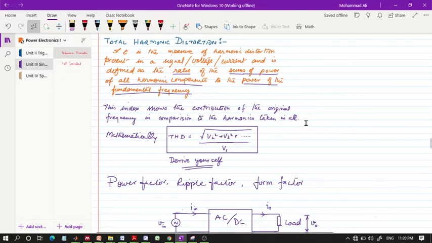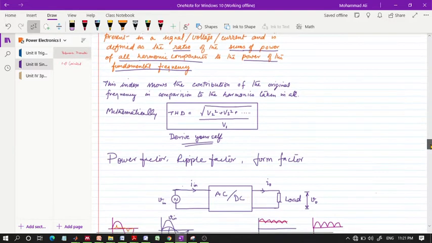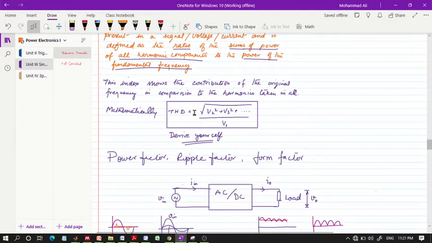So what we can do is we take all the harmonics, square them and take the square root, divide by V1 square and then take the square root of that. So it will again be V1. So this is nothing but the THD. There is another derivation. You can go to some power electronics book and see how this derivation comes through. So total harmonic distortion basically is defined as this.